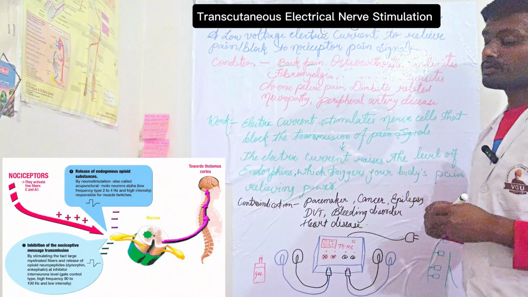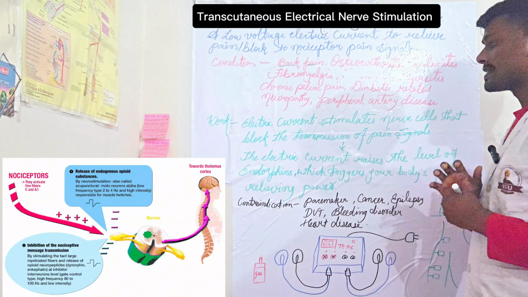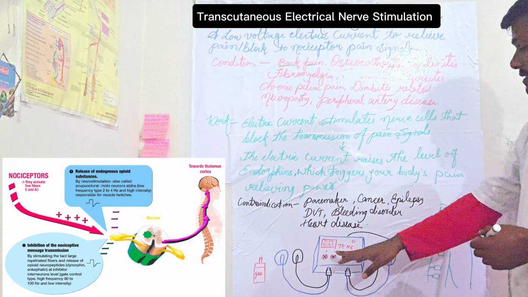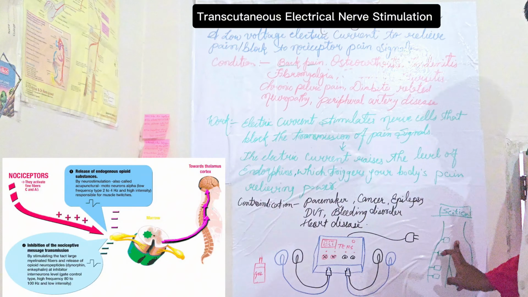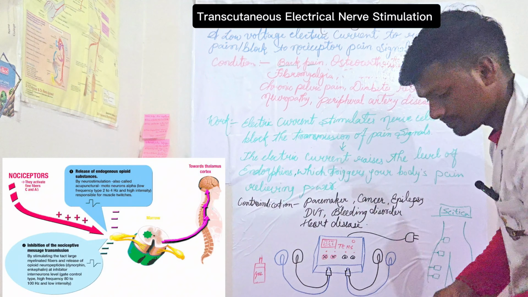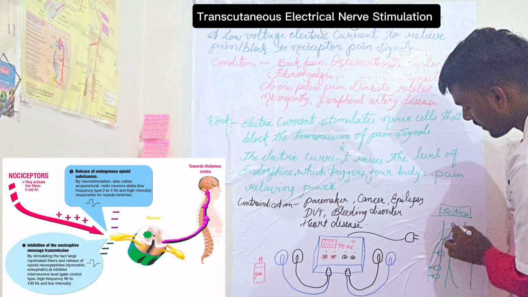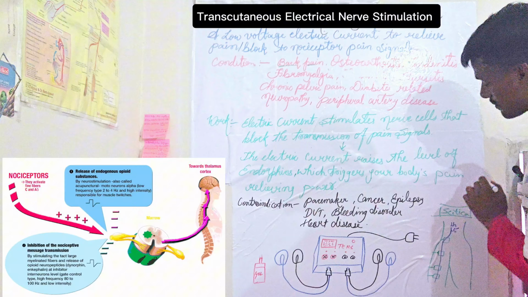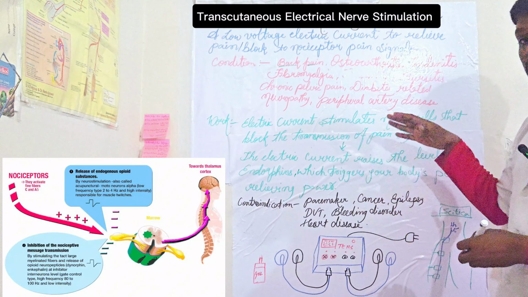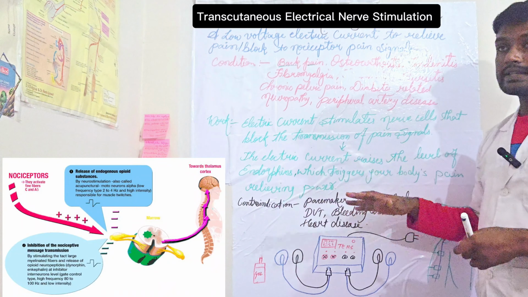What is the working mechanism of the TENS machine? Electric current stimulates nerve cells and blocks the transmission of the pain signal. Take sciatica as an example. A nerve, the sciatic nerve, passes through this area and is compressed by L4 L5 disc compression. Here are the placements of the pads of the TENS machine. It stimulates the nociceptors so the pain signal is not sent to the brain.